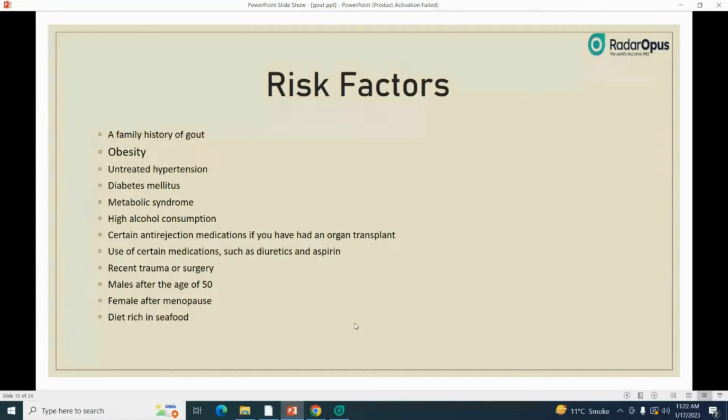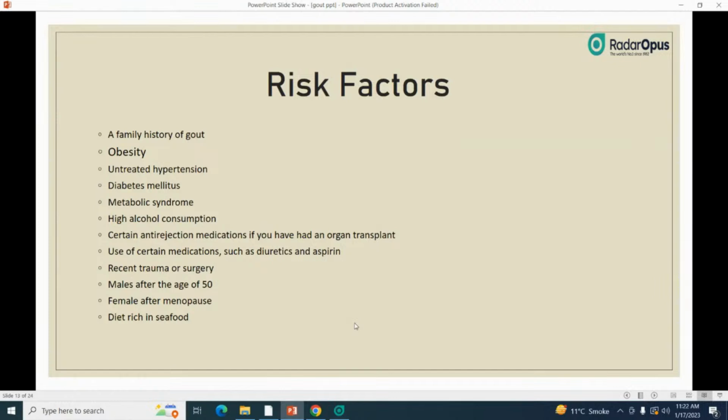The risk factors include a family history of gout, obesity, untreated hypertension, diabetes mellitus, metabolic syndrome, high alcohol consumption, certain anti-rejection medication if you have had an organ transplant, use of certain medications such as diuretics and aspirin, recent trauma or surgery. Males after the age of 50 years are more prone to get gout. Females after menopause, diet rich in seafood.